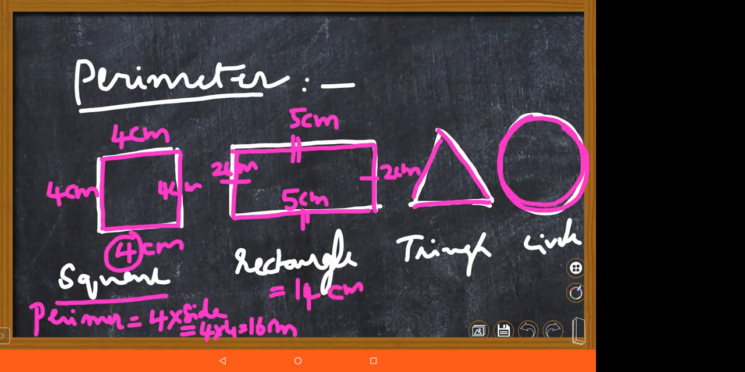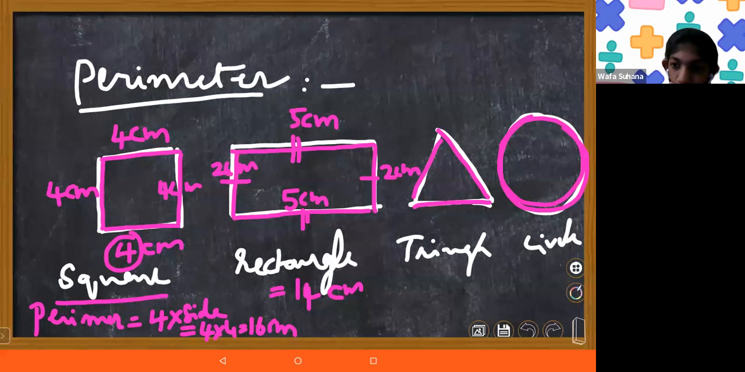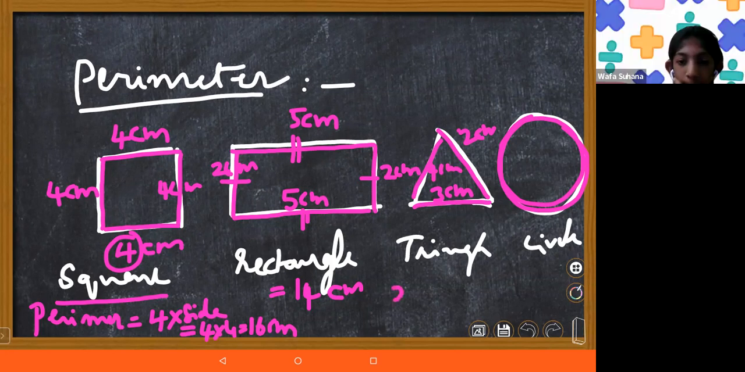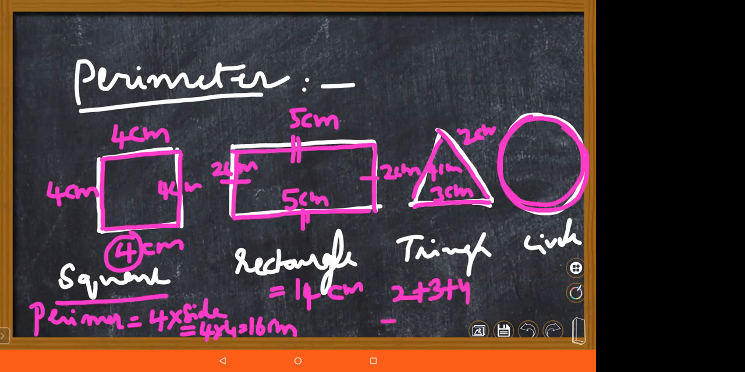Coming to a triangle here, imagine the sides are 3 centimeters, 2 centimeters, and 4 centimeters. We need to add up all the sides. So it is 9 centimeters.